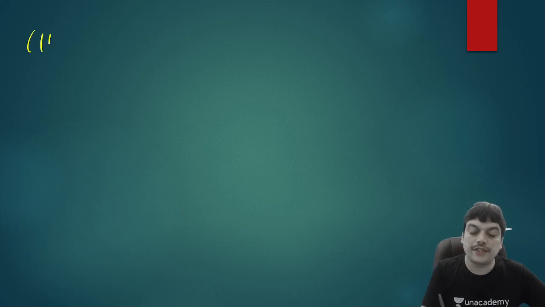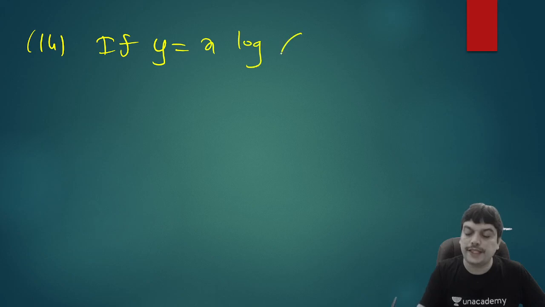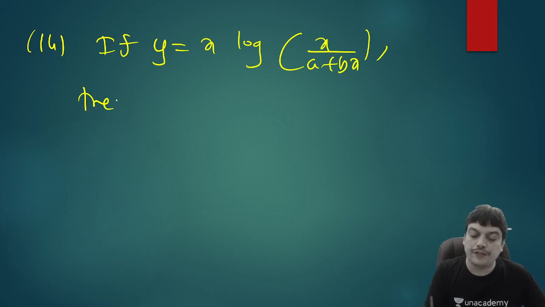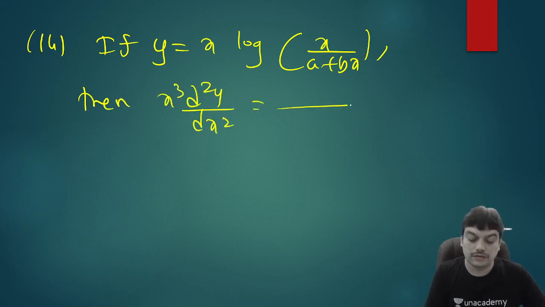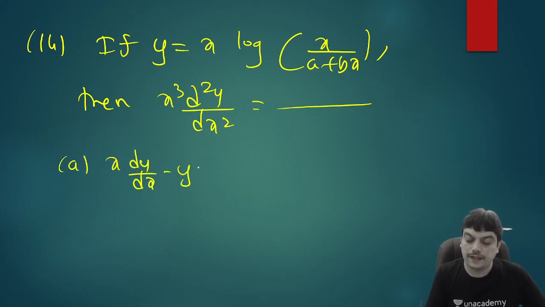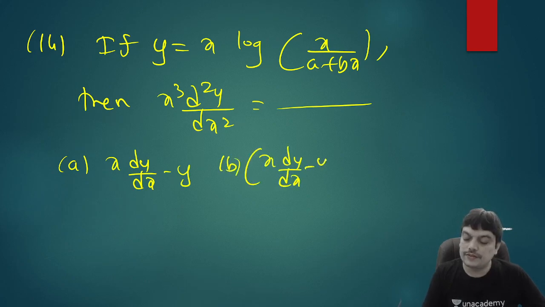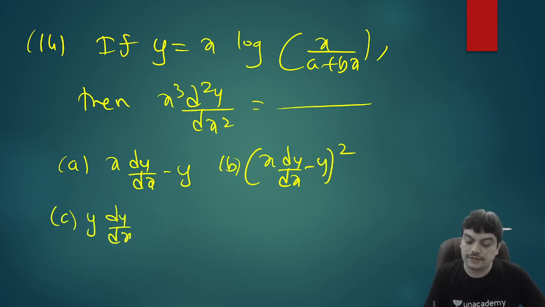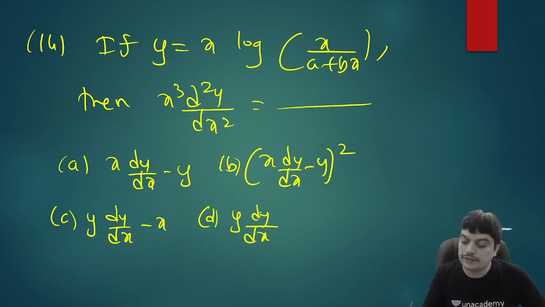Now, one last question for this topic. If y is equal to x into log of x by a plus bx, you'll have to find out the value of x cube into d square y by dx square. So the options are x dy by dx minus y, x dy by dx minus y whole square, y dy by dx minus x, and y dy by dx minus x whole square.